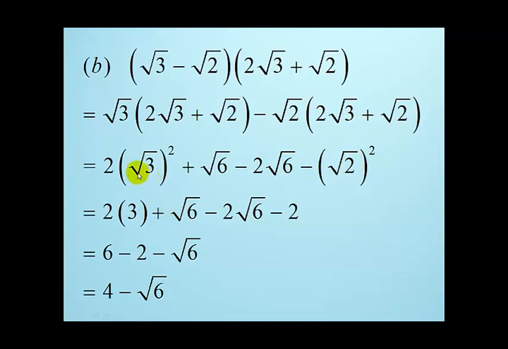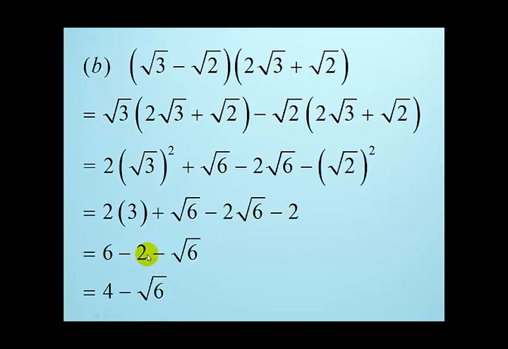Now root 3 all square, the square will cancel the root, so we are left with 3. That is how come we have 2 times 3 plus root 6 minus 2 root 6 minus, now root 2 all square will also give us 2, because the square will cancel the square root and we are left with 2. 2 times 3 is equal to 6, minus our 2 here, so we have 6 minus 2.